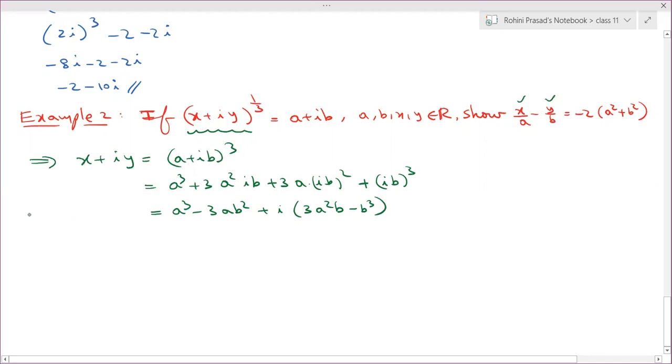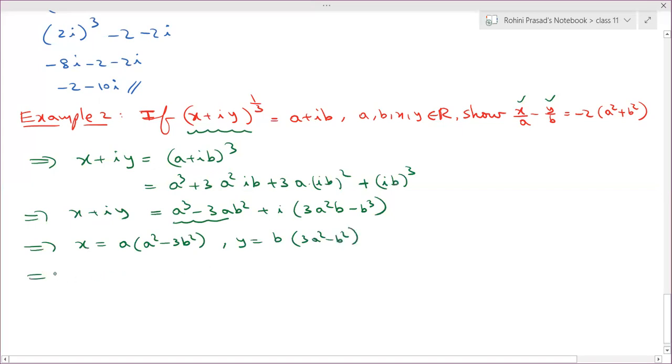So if you equate the corresponding real and imaginary parts, you get x equal to this one. In this, take a common because you are looking for x by a. So a squared minus 3b squared. And y equal to, in this, take b common because you're looking for y by b. So 3a squared minus b squared. So that implies x by a equals a squared minus 3b squared, and y by b equals 3a squared minus b squared.